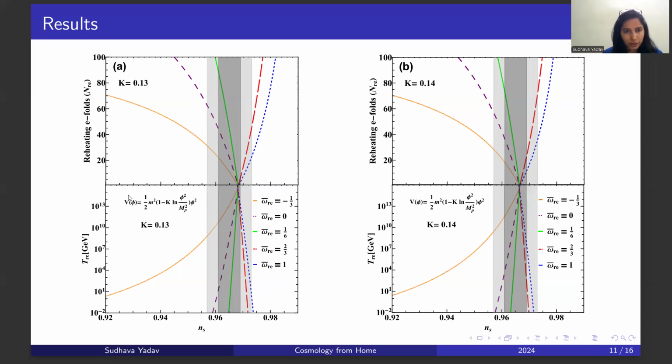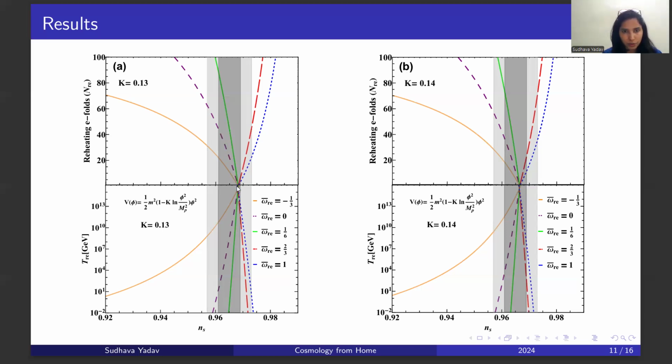From these plots, we can say this figure illustrates the point where all these curves for different omega RE converge, and this demarcates instantaneous reheating. The temperature is maximum here, and this temperature is independent of omega R. For all omega R, this is the same.